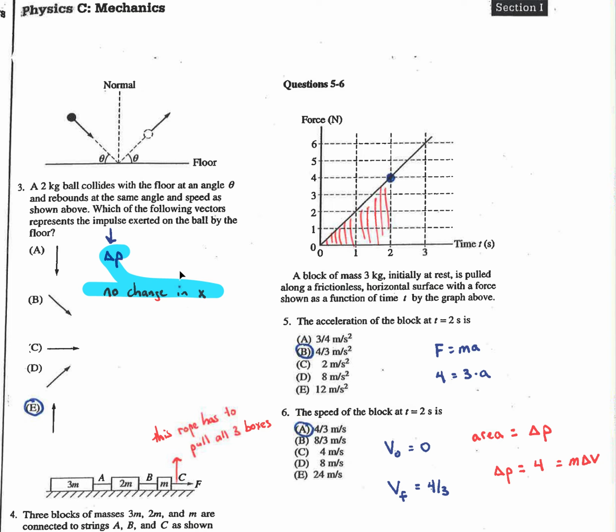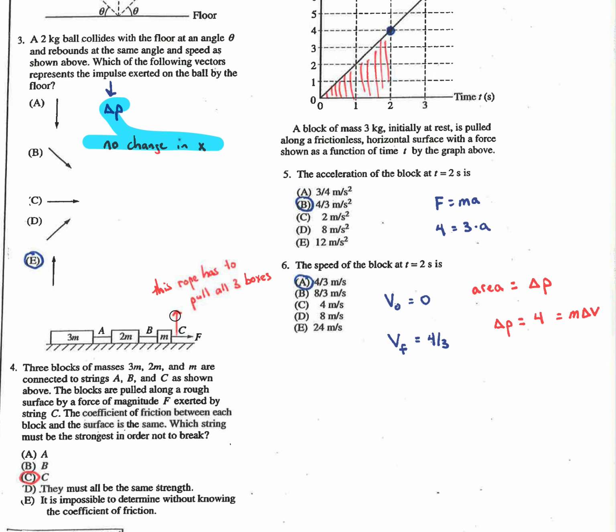However, the y component, you were going down, and then you were going up. So the net force, the impulse, has to be upwards, right? The change in momentum was only upwards. So it's got to be E.